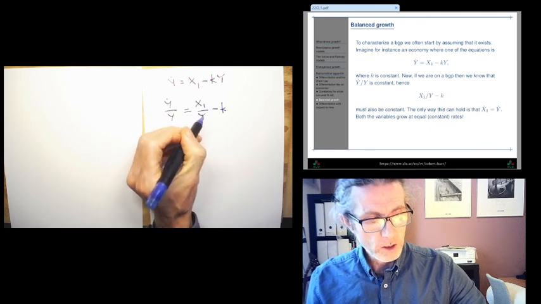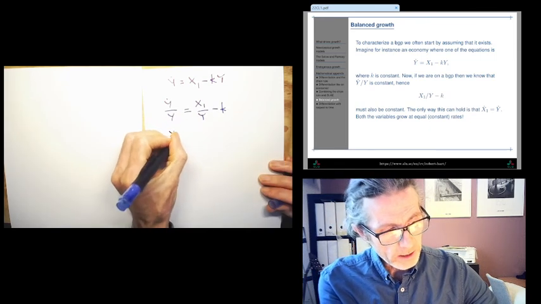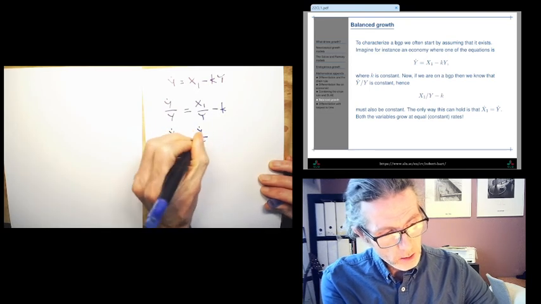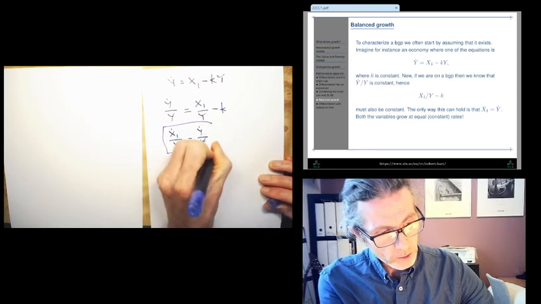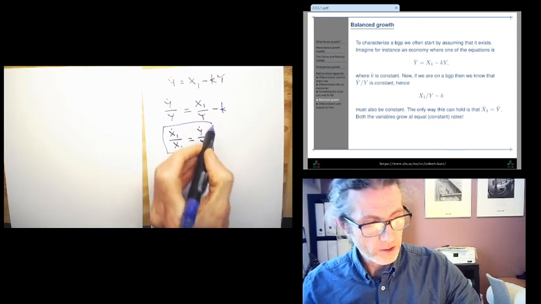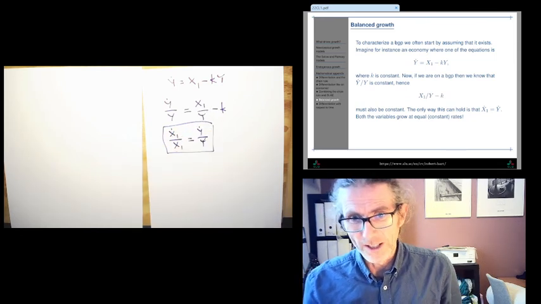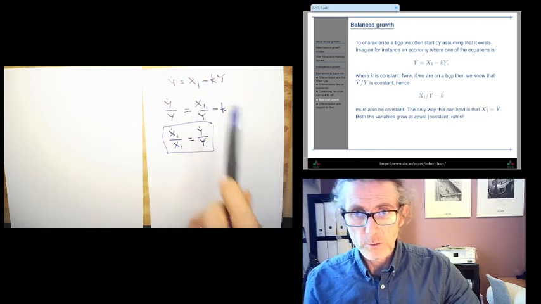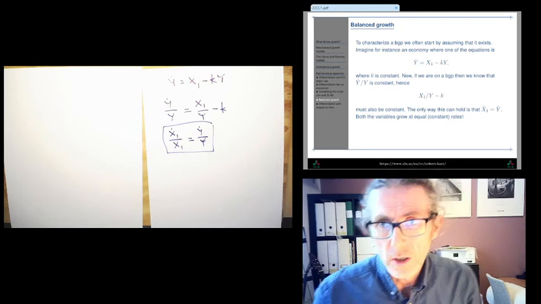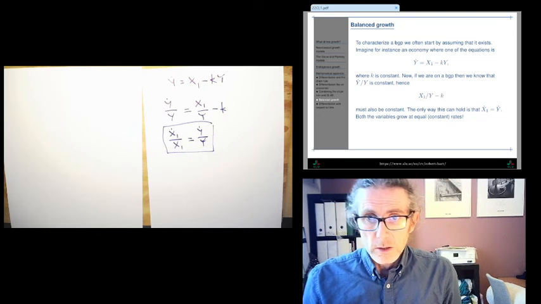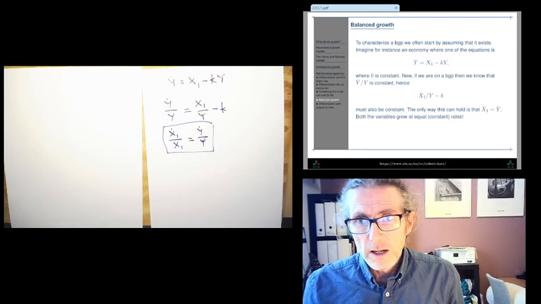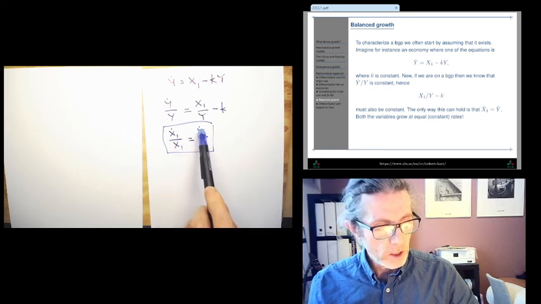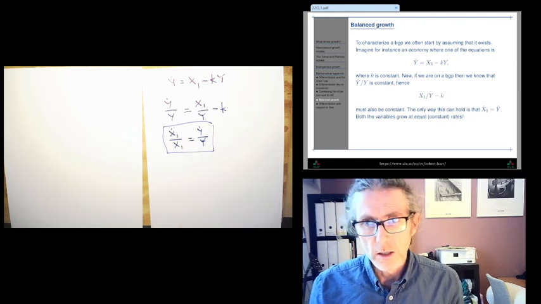But for this to be constant, we must have that x1 dot over x1 equals y dot over y. They must be growing at equal rates. Otherwise the ratio of them won't be constant, will it? If one's growing at 5% a year and the other at 2% a year, this ratio won't stay constant. So we know that on a BGP, x1 dot over x1 must be equal to y dot over y.